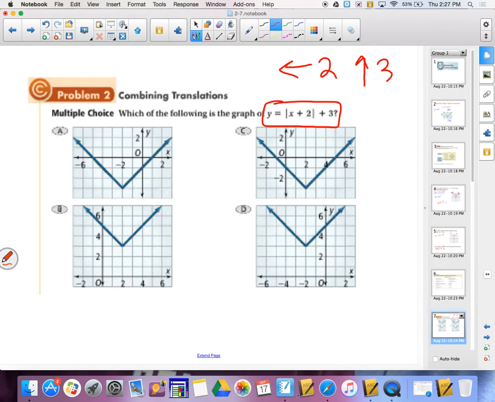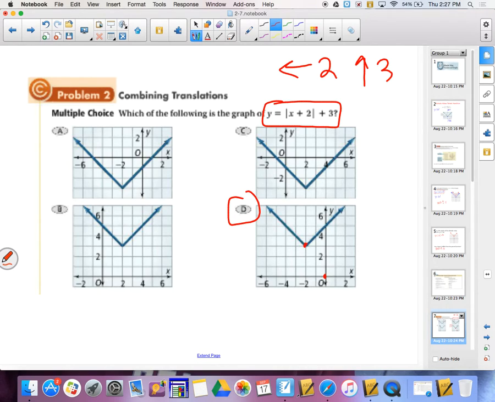Well, if I start at 0, 0 on any of these graphs, which one is going to be right? D. If I start at 0, 0 and I go back 2 and up 3, D is going to be my answer. Yep. I start at 0, 0 right here. It tells me to go back 2, and it tells me to go up 3.